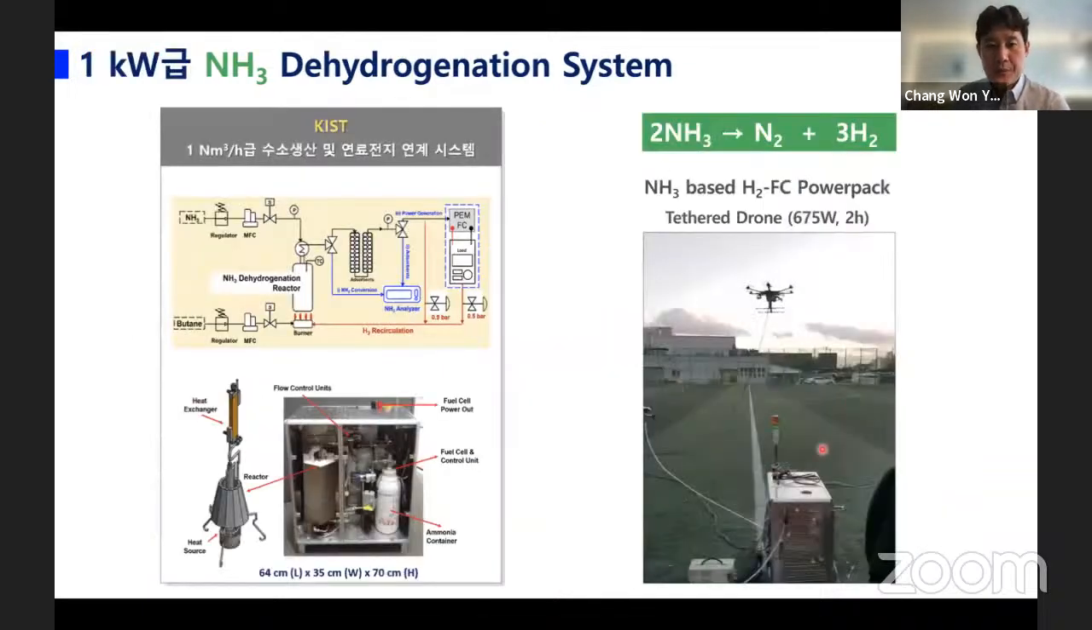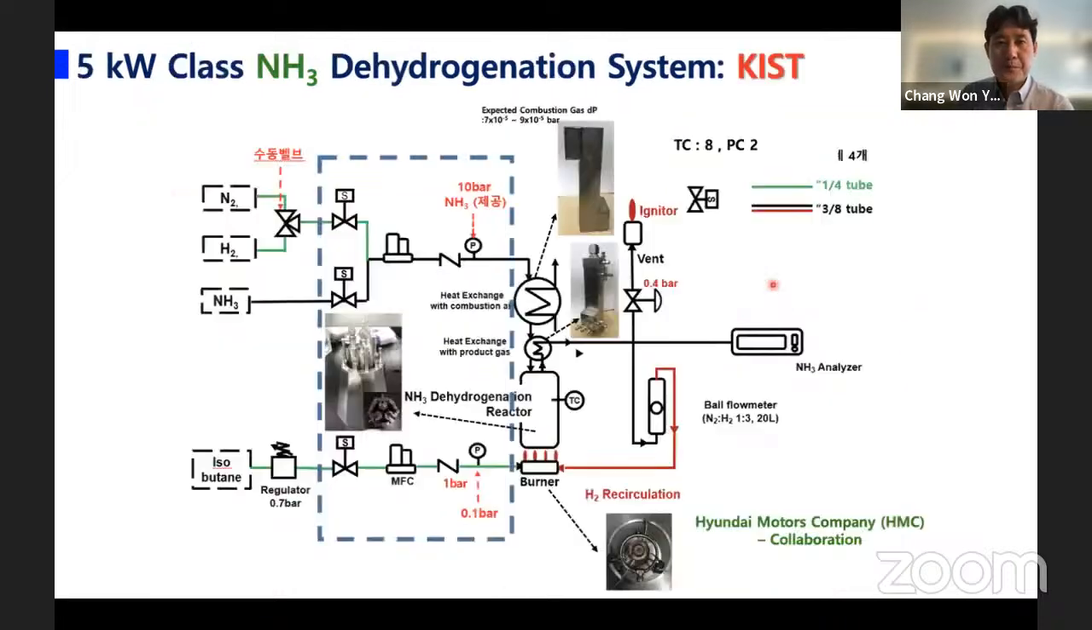and based on our catalyst and concept, we made these types of small ammonia-based power packs shown here. That's the reactor, and that's the ammonia tank. Upon supplying ammonia, the ammonia was decomposed inside the reactor and produces hydrogen, and the hydrogen was delivered into the fuel cells to give electricity, which then supplies this drone.